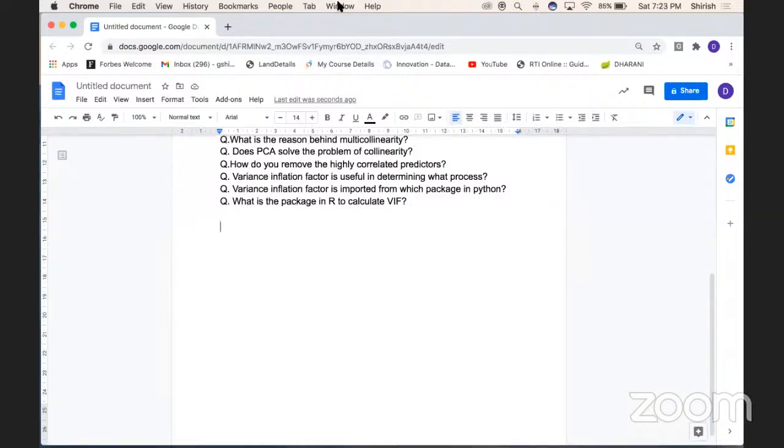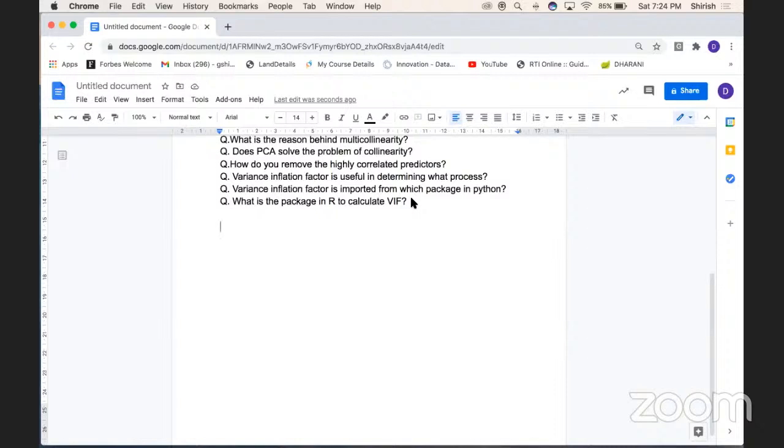What is the package in R to calculate variance inflation factor? Okay, you can calculate it in many ways here, but one is car. Mostly we use car. We use the car package for calculating this VIF factor.